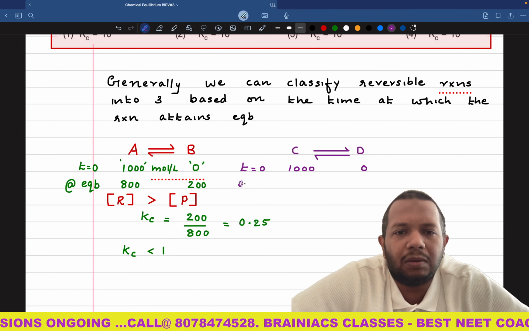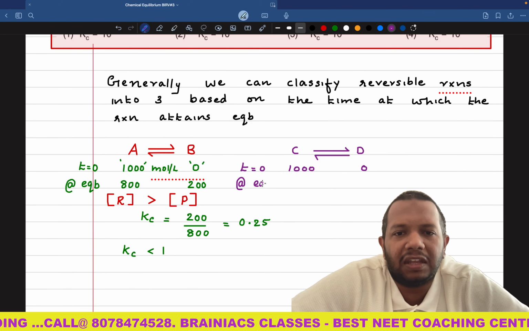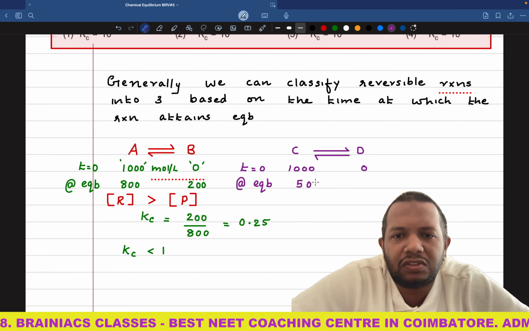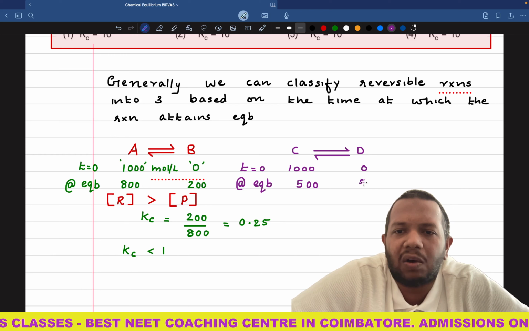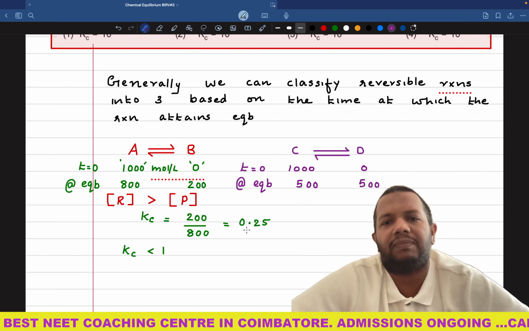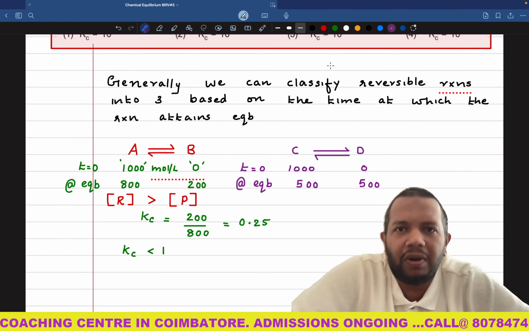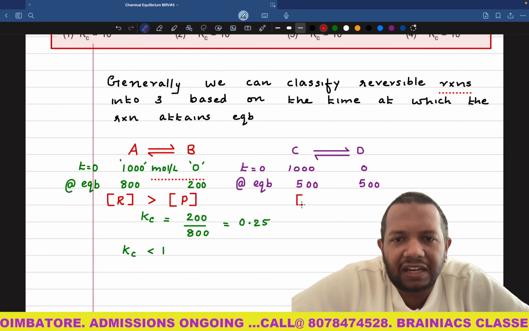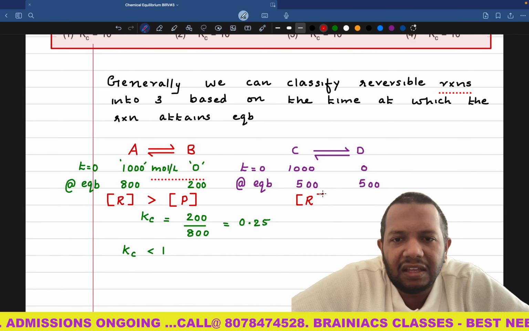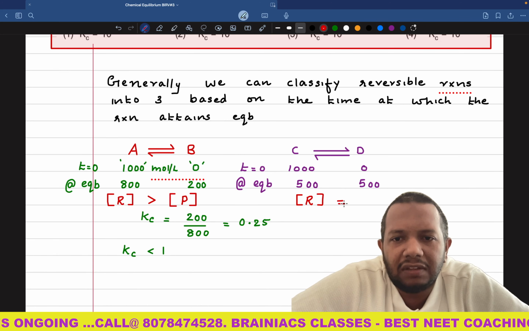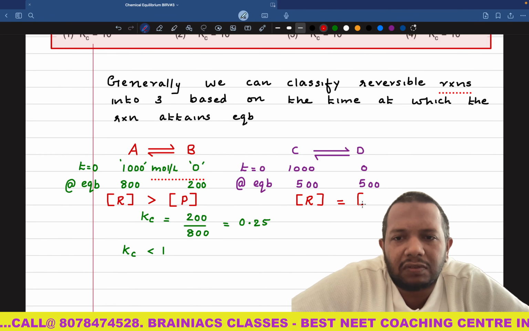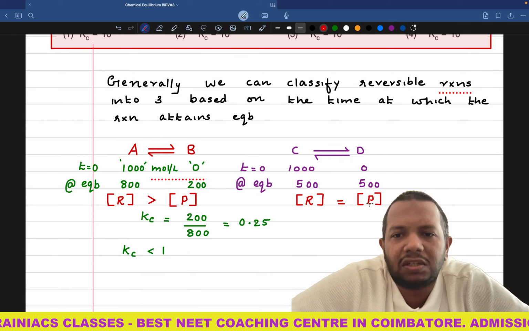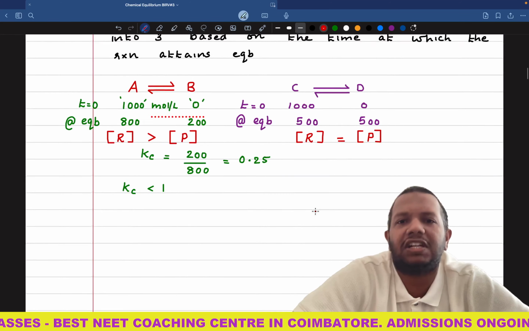Now when equilibrium is reached, let us assume 500 units of this changed to product, and here also 500 units are formed. So at this point I can say very clearly that the concentration of the reactant is equal to the concentration of the product. Correct? Because when equilibrium is reached, both concentrations are the same.